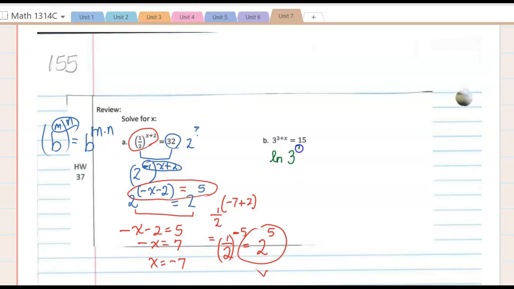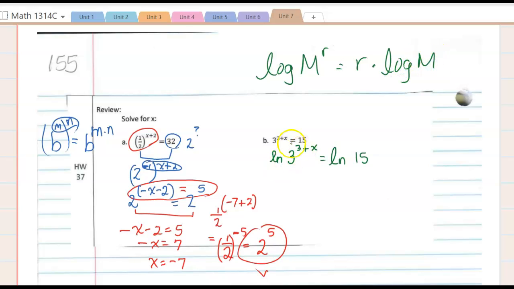So I have the natural log of 3 to the 3 plus x power is equal to the natural log of 15. Using the third property of logs, that one says that if you have the log of something with a power, you can write that power to the front and multiply it times the log of that thing. So I am going to move my 3 plus x to the front of my equation here. I'm going to put it in parentheses, 3 plus x times the natural log of 3 is equal to the natural log of 15.